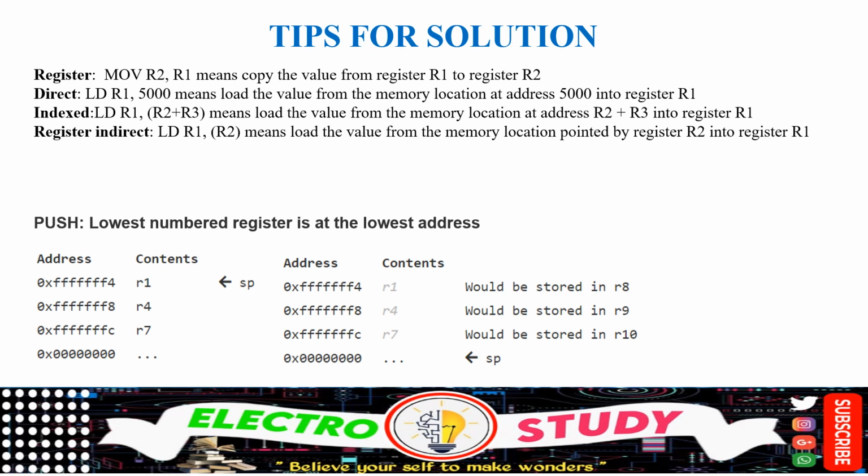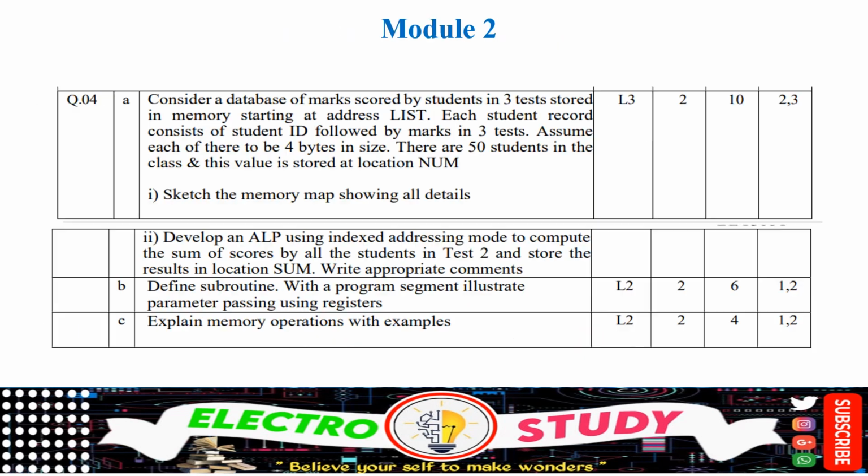Then here push is nothing but the lowest number register will be at the lowest address. You are going to push the data. So here R1 will have the lowest address, R4 the next highest address, R7 the next higher. So you're going to push the data into the stack. Pop means that you're going to take out the data. So see here, all these registers, the contents in this address are taken out and stored in some other register, that is called pop. So you can draw it in a complete diagram and explain for 10 marks.